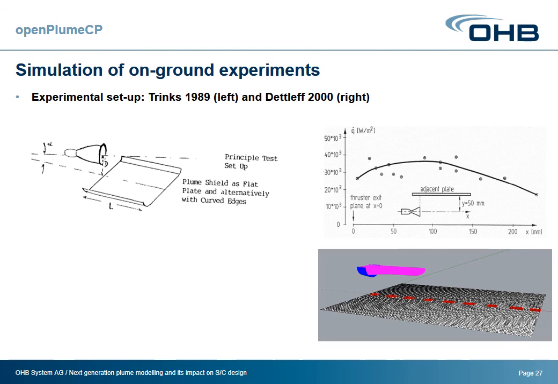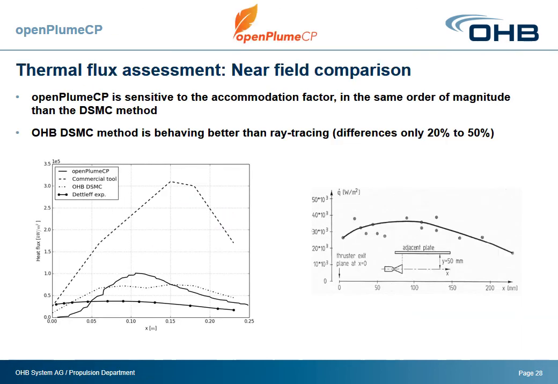To validate again, we did a simulation of an on-ground experiment, which is the Trinks experiment from 89 and the Dettleff experiment from 2000. You see that here you have a thruster that is firing and a plate with different thermocouples that allow us to know what kind of thermal fluxes we have. The near field comparison showed that this is the OHB DSMC, which is based on DS3V, and this is Open Plume, which has some trouble in the near field and the backflow, and this is the commercial tool. We see that here we have really quite good results, and we don't have much difference compared to the experiment.